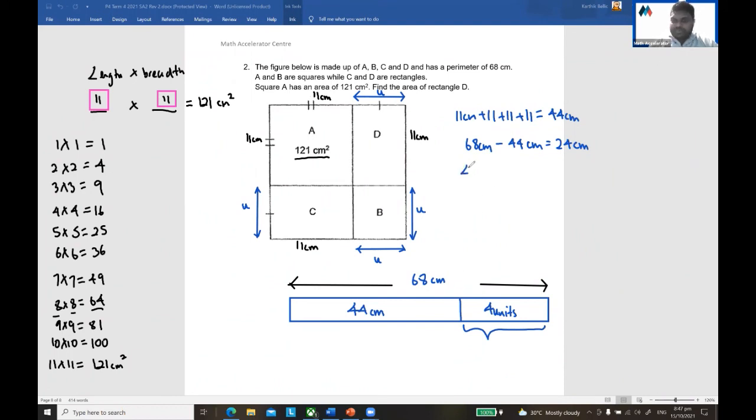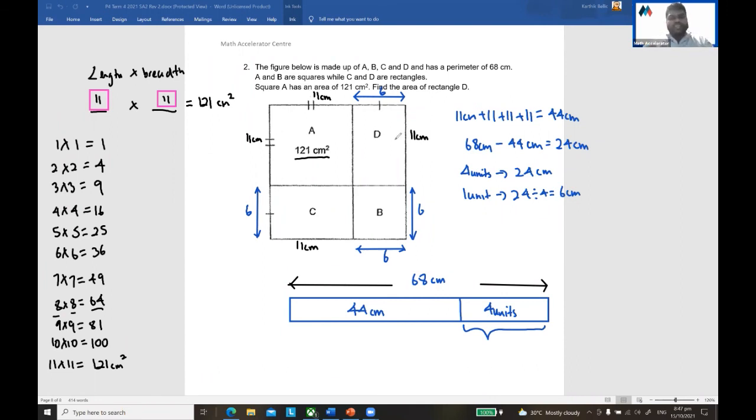Okay, so which means 4 units is 24 cm. So 1 unit will be 24 divided by 4, which equals 6 cm. Okay, which means all this here, this 1 unit here, they were all 6 cm. So put it down, 6.